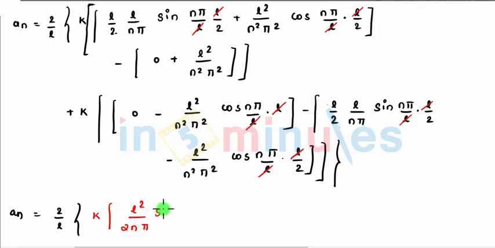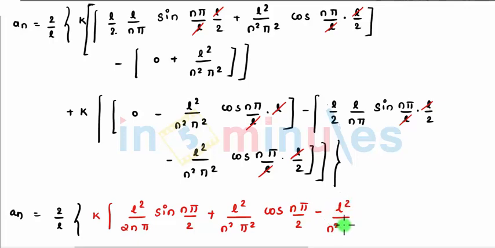This comes as sine n pi by 2 plus L square divided by n square pi square. This comes as cos n pi by 2 minus L square divided by n square pi square.